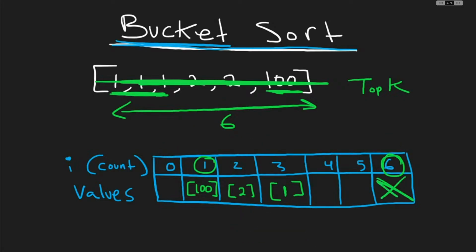Now in this case, we see 6. There's no values that occur 6 times, so we can't find our top k element in that position. We'll try the same thing with 5. No values occur 5 times. 4, no values occur 4 times. 3, a single value. We're going to go through every value in this array. There's only a single value in this case, but we do see a 1 occur.